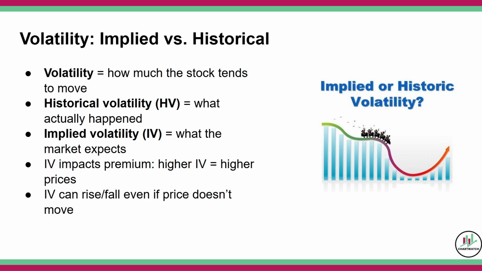It's specific, and actually, to be more specific, it's how much movement the market expects from the underlying asset. Also, not all volatility is the same. In options pricing, we look at two types, which are historical and implied volatility.